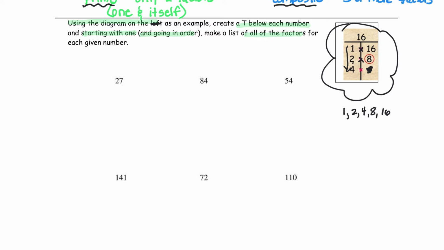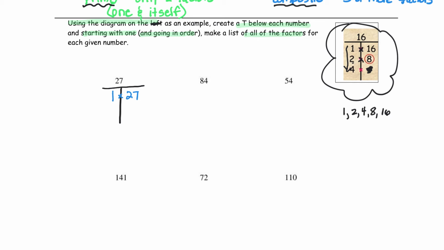Let's take a look at the first given number. The number is 27. So what you're going to do is you're going to make a line here and a line here. We're making a T. And then we start listing the factors starting with number 1. 1 times 27. Can 2 go into that number? Well, you can use your calculator to check, but it's an odd number, so 2 can't go into it.